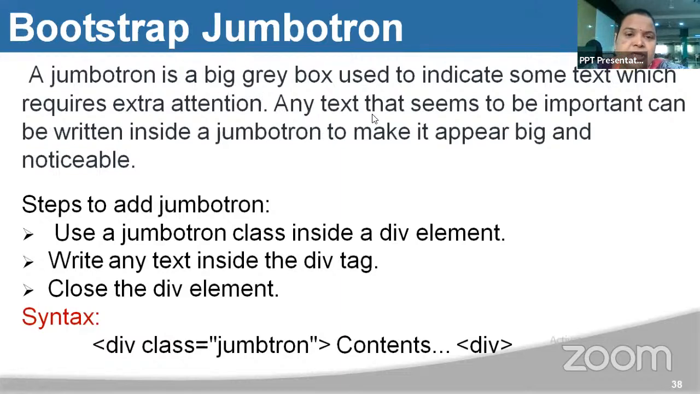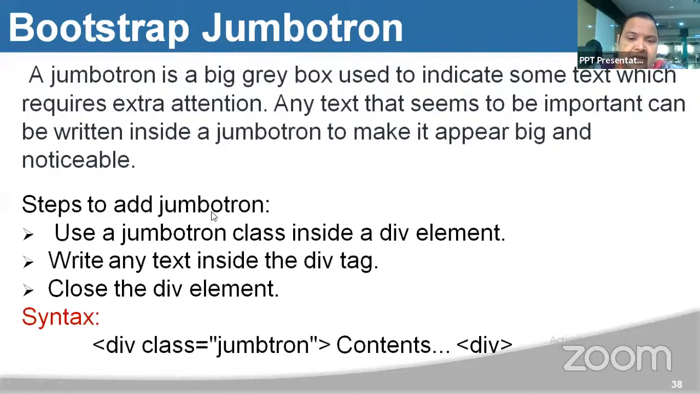That is called a Jumbotron. Anything that seems to be important can be written inside a Jumbotron. Jumbotron means inside a box, to make it appear big and noticeable. That information is immediately noticeable to the users. So how to insert the box or the text into the home page, what classes you use, and how to use Jumbotrons in your home page. Some steps are required to add the Jumbotron.